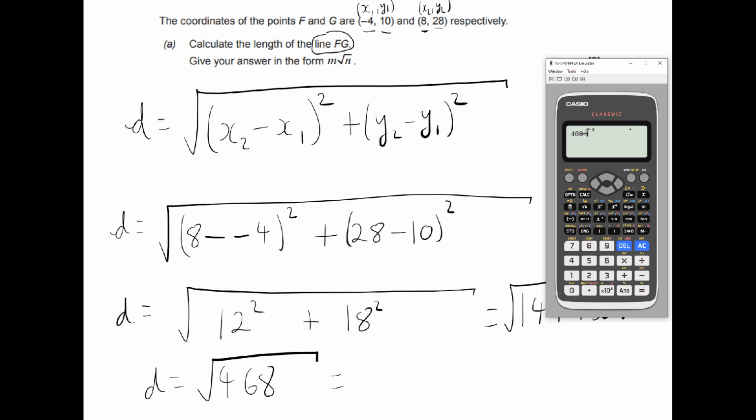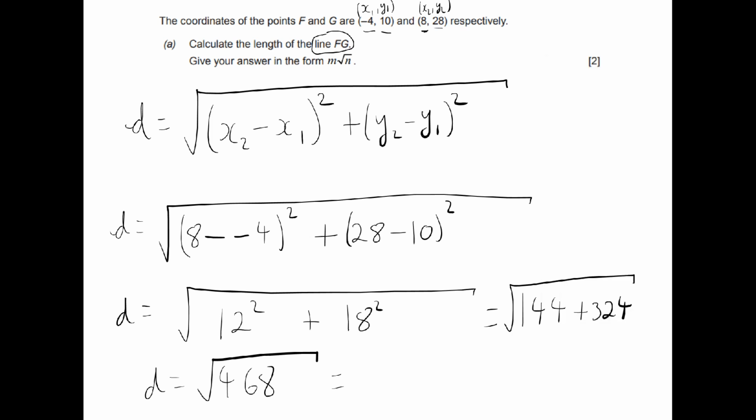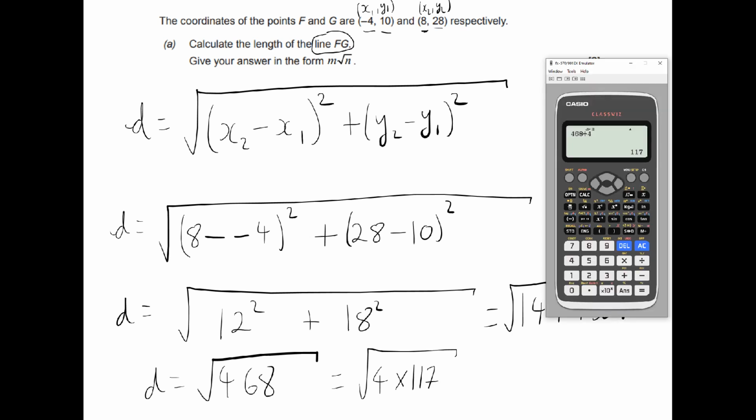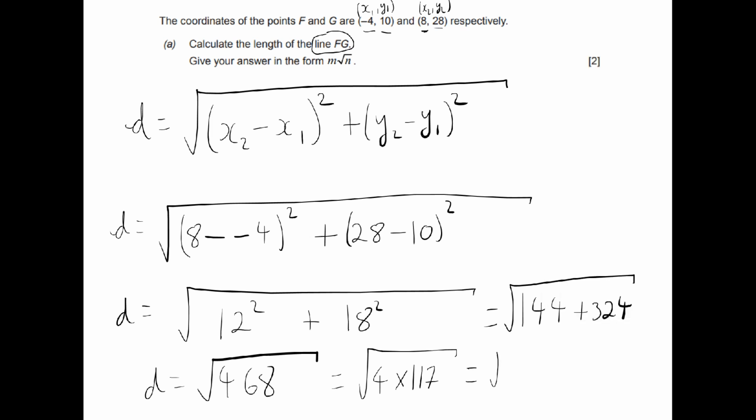So we'll try maybe 4. 4 should work. Yeah, that works. So I can write 468 as 4 multiplied by 117 because, I'll show you now, 468 divided by 4 is 117, which I can then separate into the square root of 4 times the square root of 117, which gives me an answer of 2 root 117, which is in the specified form.